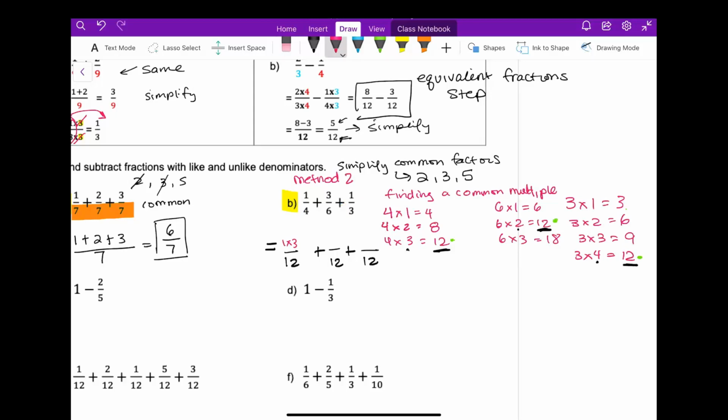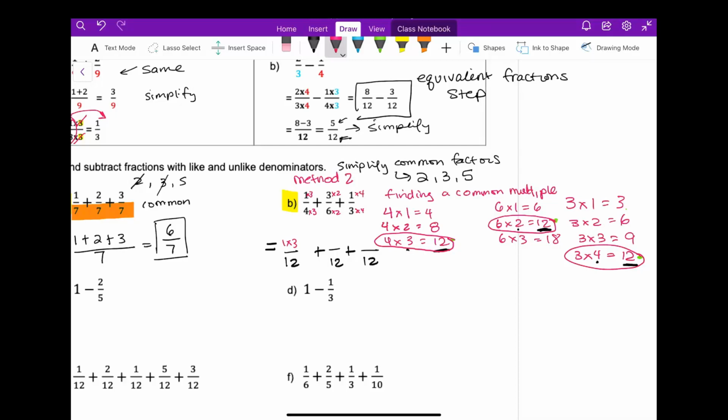To get from 4 to 12, you multiply by 3. You see, it's right here. So you must multiply times 3 on the numerator. How about for the 6? To get to 12, you multiply by 2. So you must multiply by 2. And how about the 3? To get to 12, you multiply by 4. So you must multiply by 4.